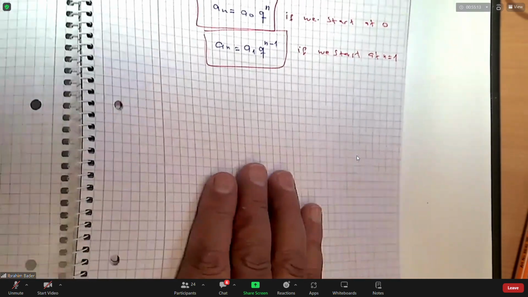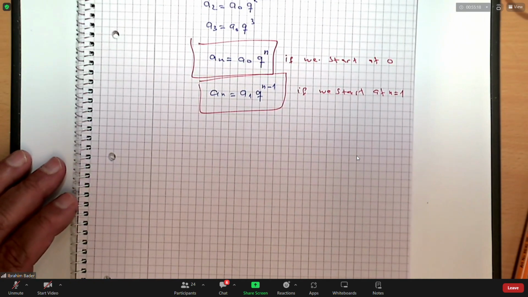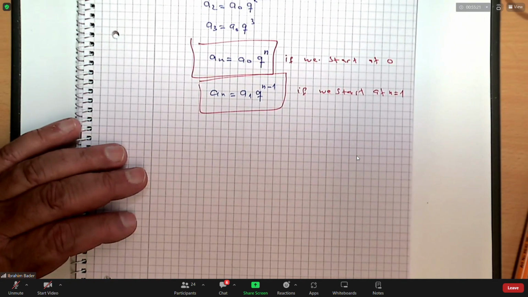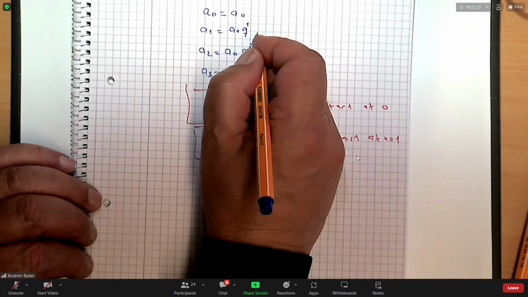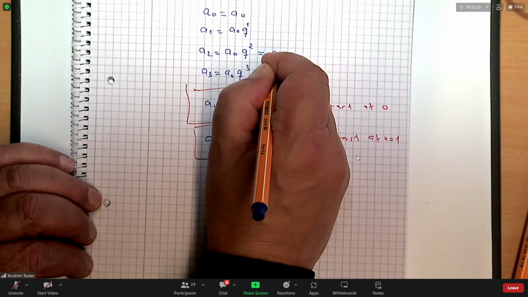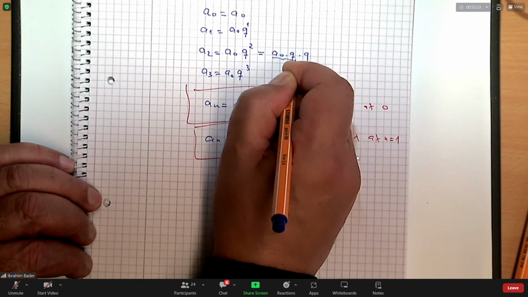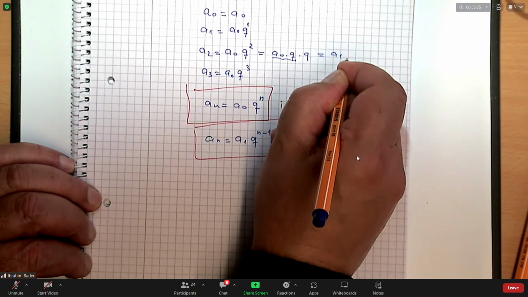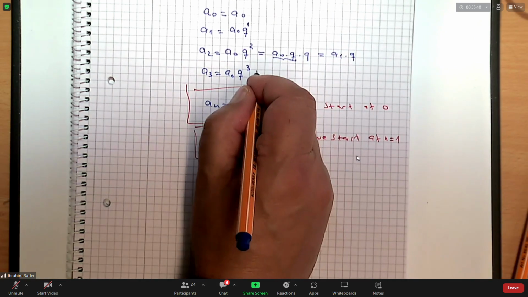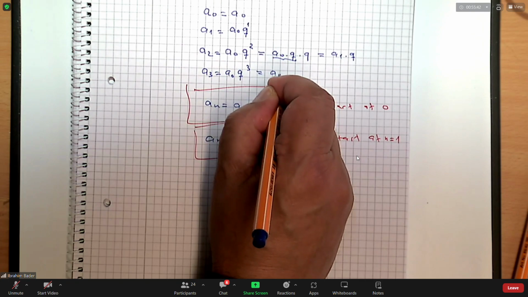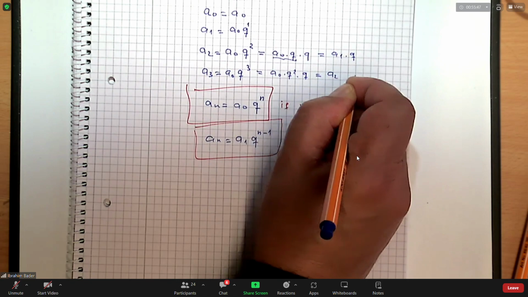Now the thing here is that the recursive formula is not affected. As you see here, let me just go back to these elements. This one here is A0 times Q times Q. But A0 times Q is A1. So it's A1 times Q, right? This one here is A0 times Q squared times Q. So it's A2 times Q.